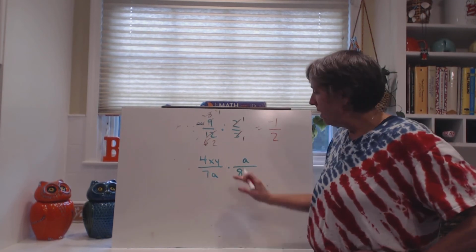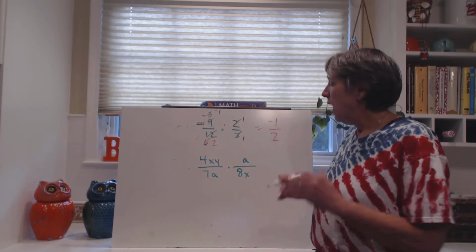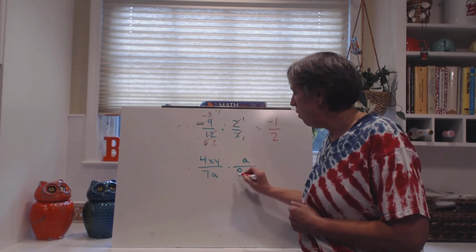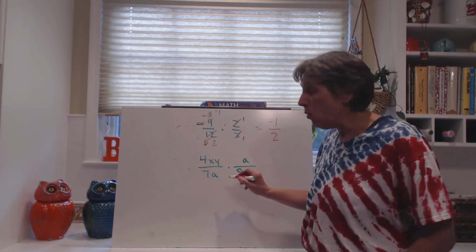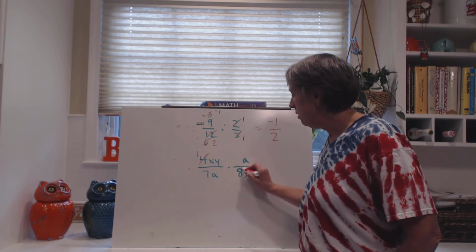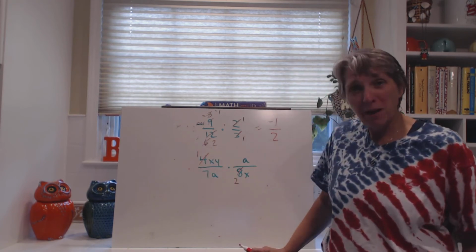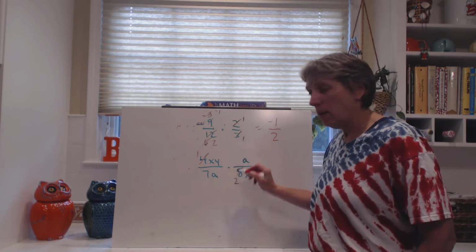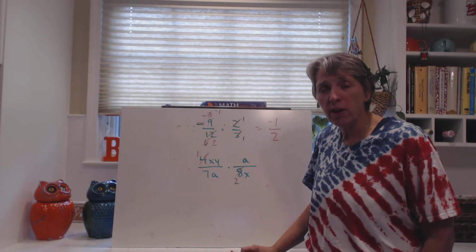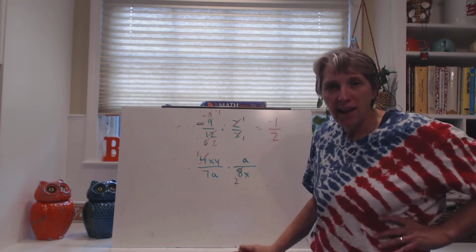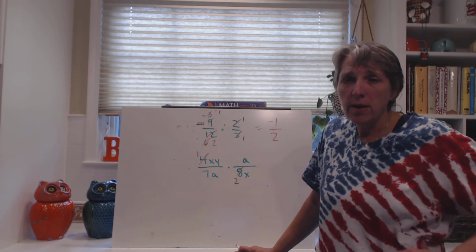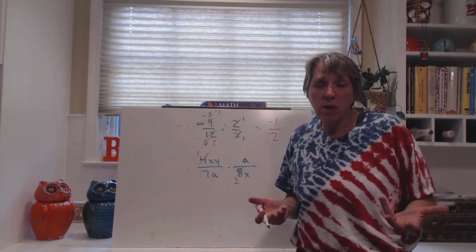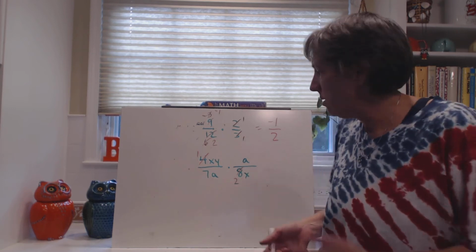Now look at this one. 4xy over 7a times a over 8x. I'm going to compare the coefficients first. So between 4 and 8, the greatest common factor is 4. So 4 divided by 4 is 1, and 8 divided by 4 is 2. Now, 7, and this is a 1 here. If there's no coefficient with the variable, there's a 1 there. But I can't cancel that. It doesn't make any sense. Greatest common factor is 1. Okay, whoopee. 1 divided by 1 is 1, and 7 divided by 1 is still 7. So we're not going to do anything.